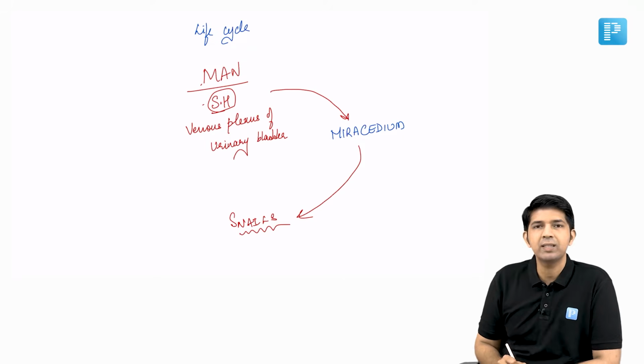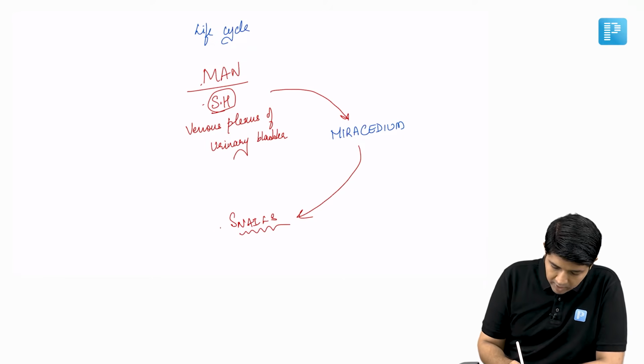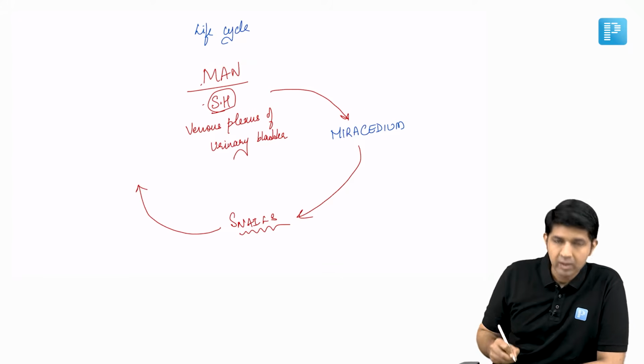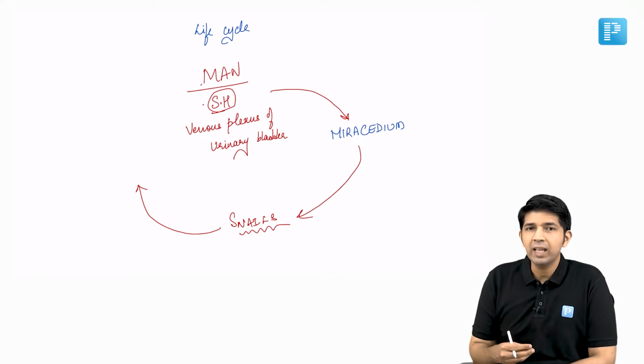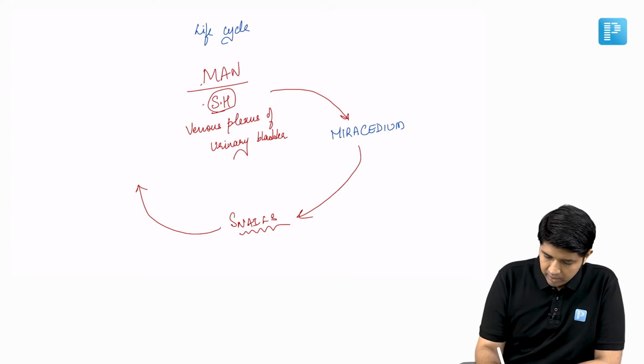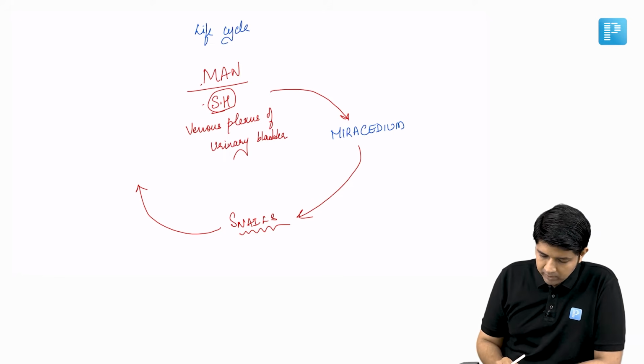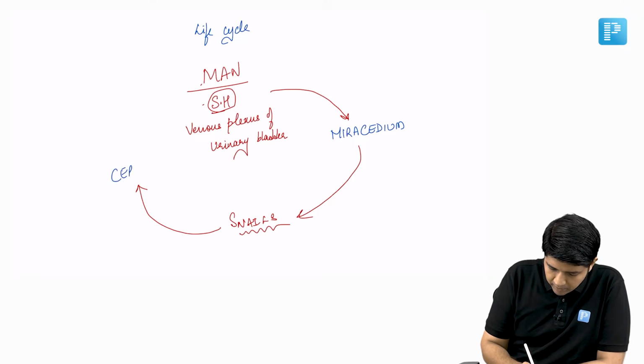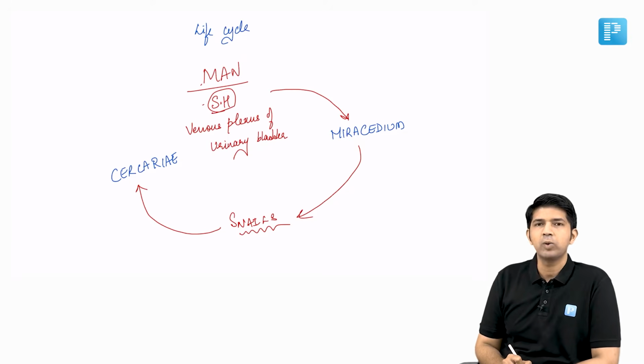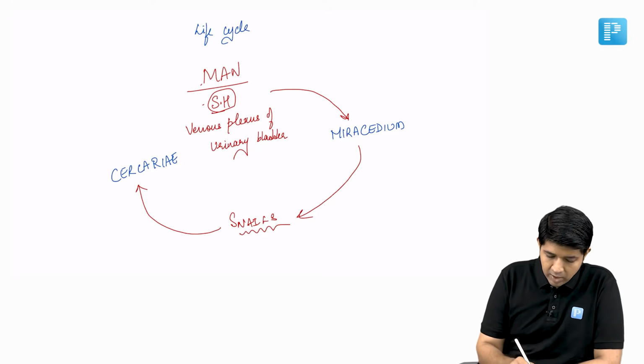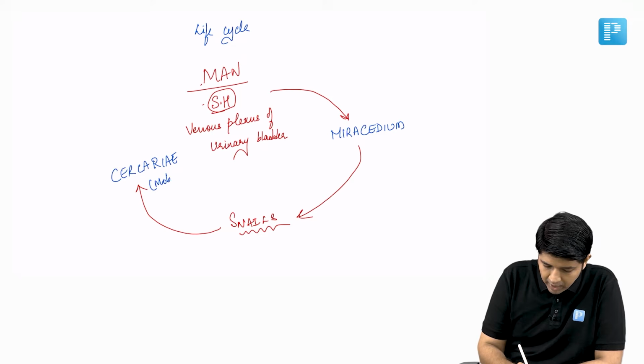Now this miracidium infects the snails. Now these snails, once they are infected, give out certain larvae, and that is called the cercaria. So these are basically mobile larvae.